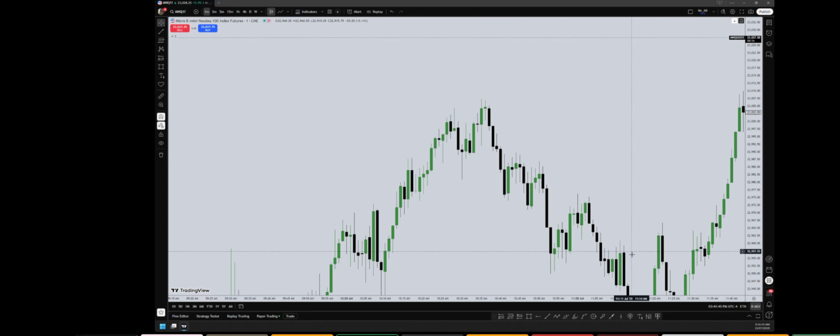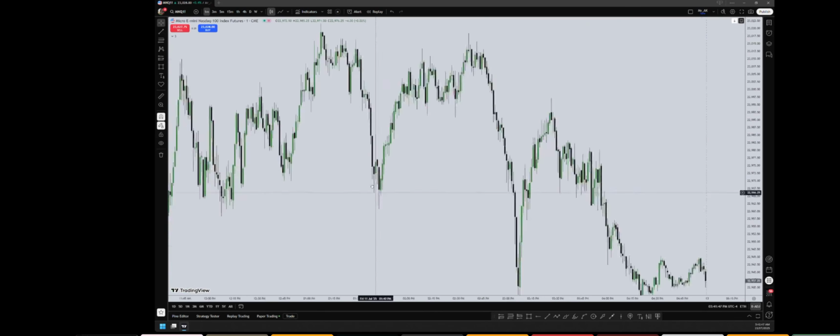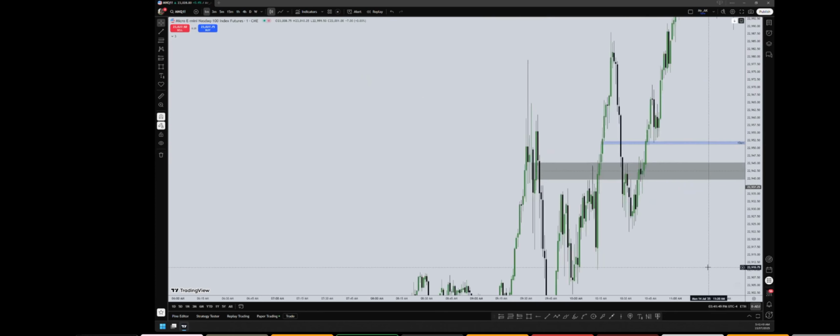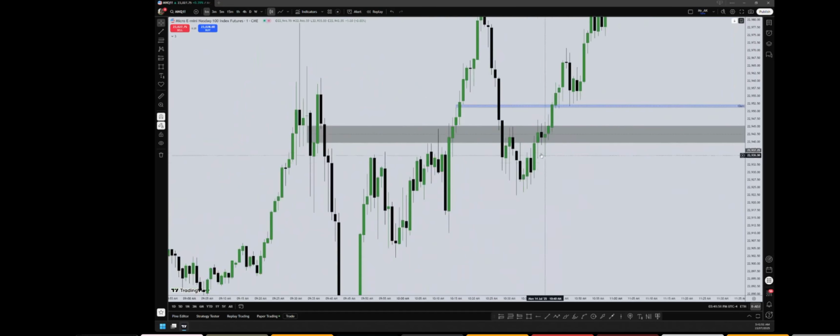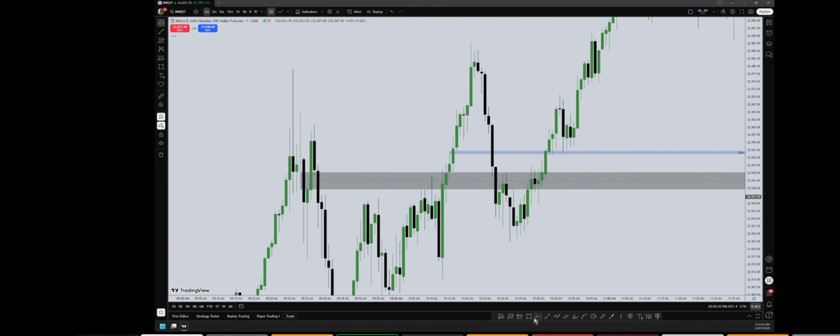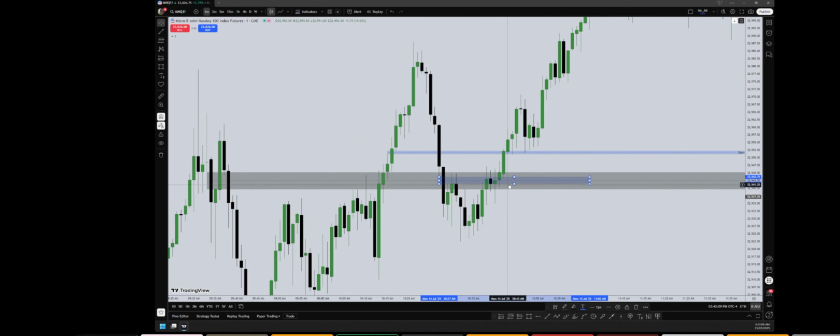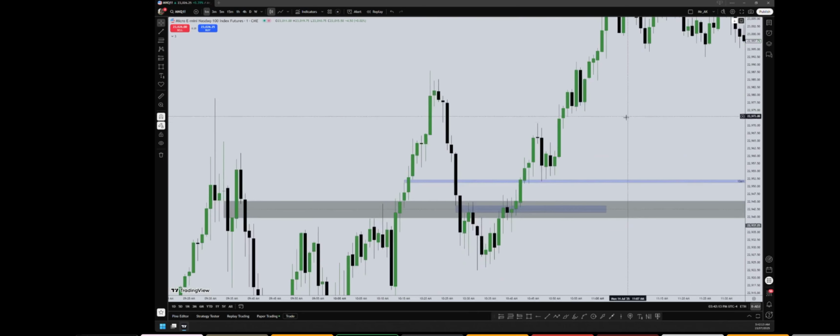Even where I took today's entry, in this area, don't you have an inversion fair value gap? You have one single fair value gap. There is no other bearish fair value gap here. So this was still your inversion fair value gap. Market closed above that gap, tapped into it, and this is the move.